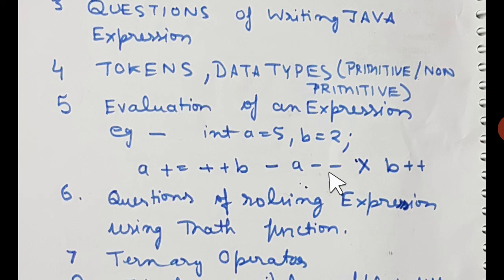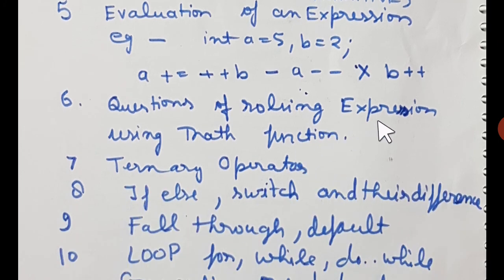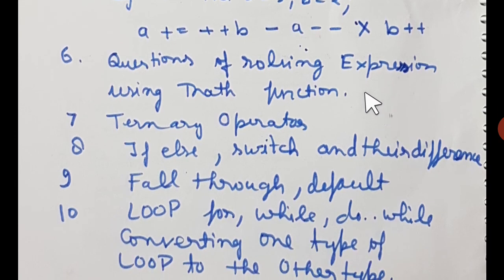Okay. Then we have questions of solving expressions using the math functions. So math functions, when they are coming with the print method and all, how does it work? How various results are delivered by different math functions. So that also you need to know, right? Especially the functions like pow, sqrt, abs, and then we have ceil, floor, round. All these functions are very important.